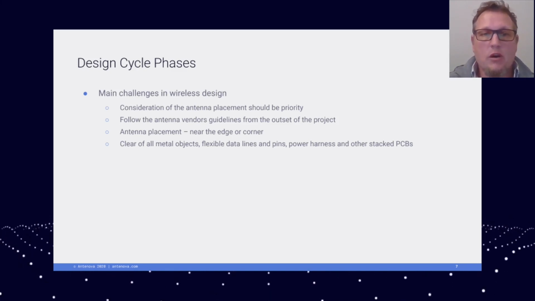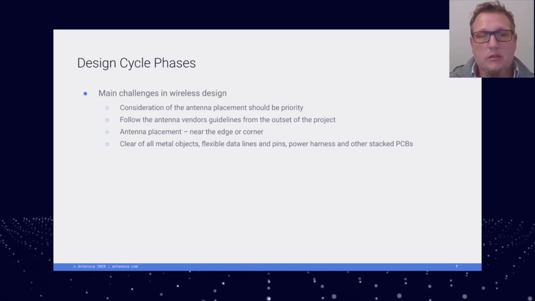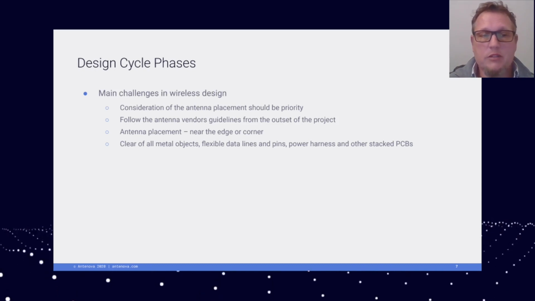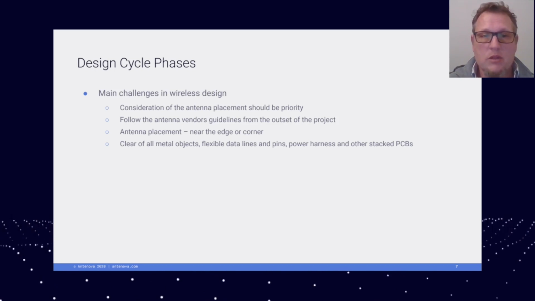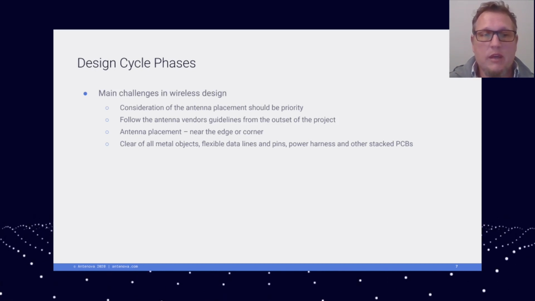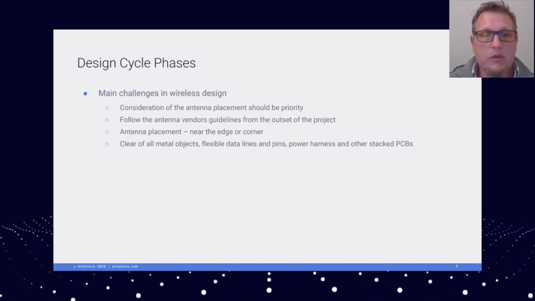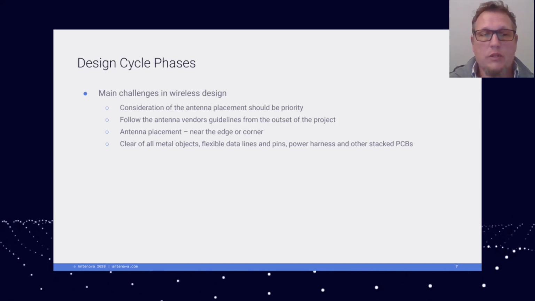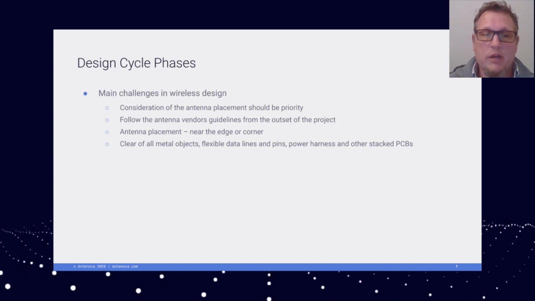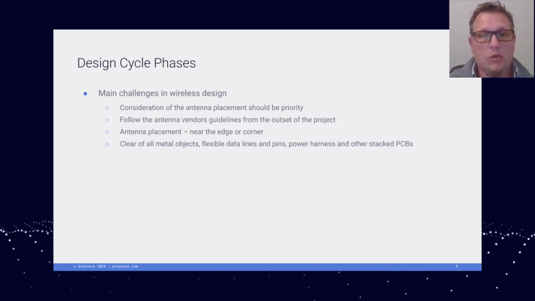Be sure to clear all metal objects, including, on some of the surface mount antennas, the copper that is running through the board layers. Some antennas need to have those areas cleared out. We call that a keep out, and it allows for the antenna to operate properly when it's mounted to the surface of your printed circuit board.